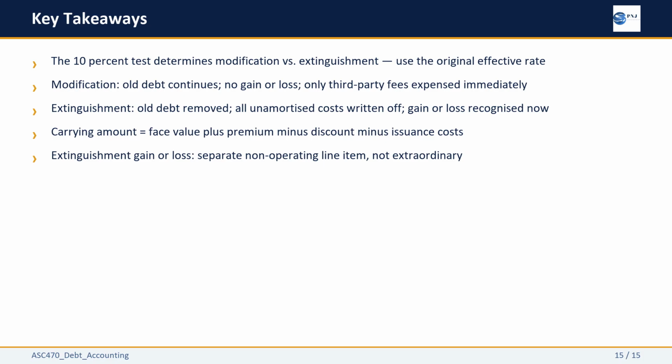Extinguishment is the reset. The old debt is gone, every unamortized cost is written off now, and the resulting gain or loss is recognized immediately as a separate non-operating item. Get the carrying amount right, get the fee treatment right, and you will handle both scenarios with confidence. Thank you for completing this section on debt modification and extinguishment.